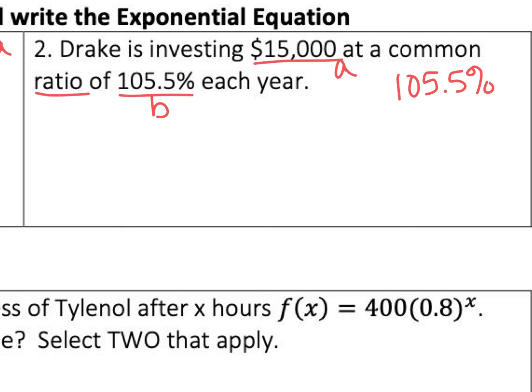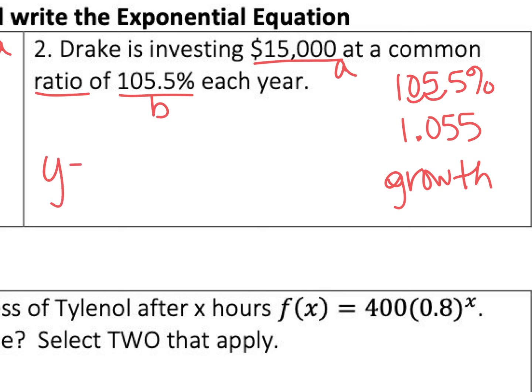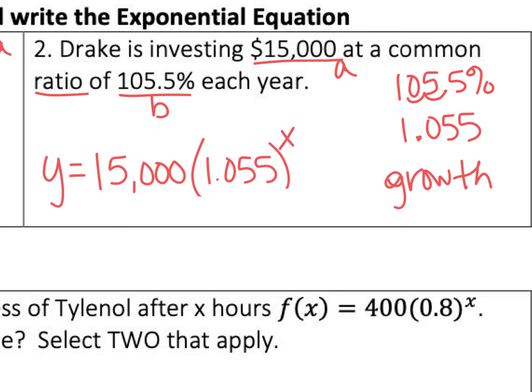You can divide it by 100. You can move your decimal over twice. You can use your calculator. No matter which way you do it, you should get 1.055. So, is this a growth or a decay now that we're seeing it like that? It's a growth. His money is growing, and that's what you want when you invest your money. You want to make it grow, right? We don't want to lose money. So, our equation, y equals, what's my A? 15,000 times, what's my B? Write it as a decimal to the x power.